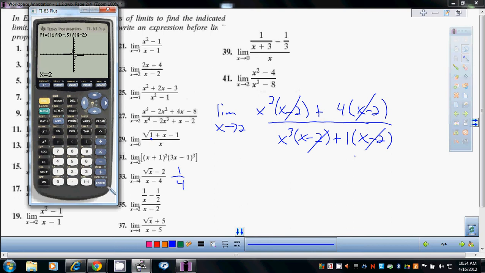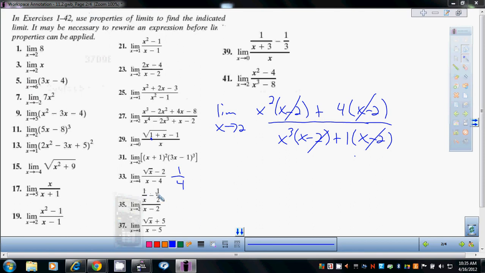Trace. I'm guessing at 2 it doesn't exist. And it doesn't. So I need to try points on either side. 1.999999. Enter. Looks like it's getting closer and closer to what? Negative 1/4. Negative 0.25. So let's try something on the other side. 2.000001. Negative 1/4 again. If those numbers are not the same, then your limit doesn't exist. If one says negative 1/4 and the other says negative 7 or anything different, then they don't exist. But if they're honing in on the same number, then that is your answer.